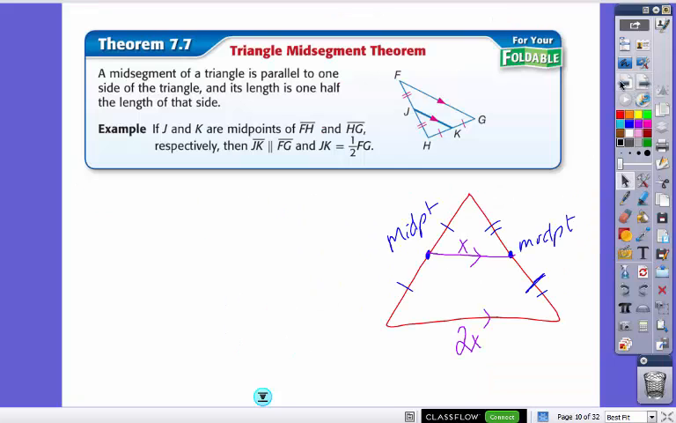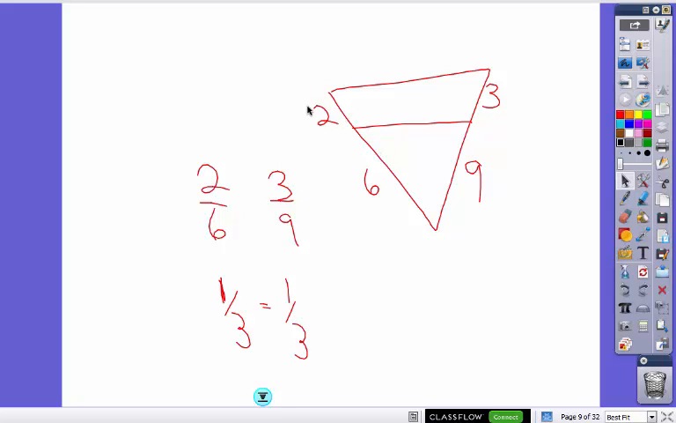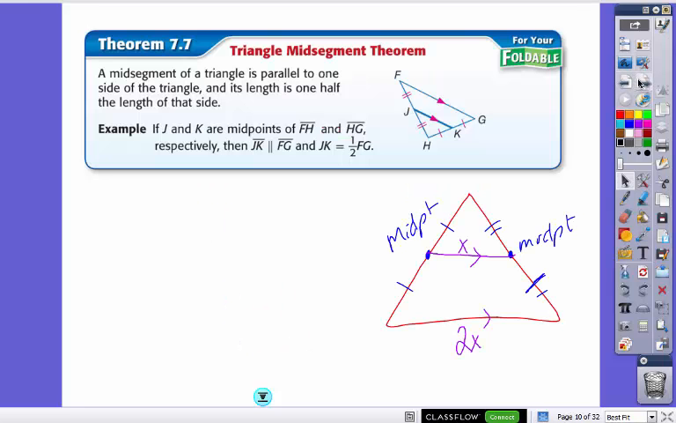Here's just another example. Actually, let's look at this one for a second. So here I can go the 2 over the 6, 3 over the 9. They both reduce down to the same thing. So even though my picture is bad here, they don't look parallel. If this was properly drawn, these would be parallel.